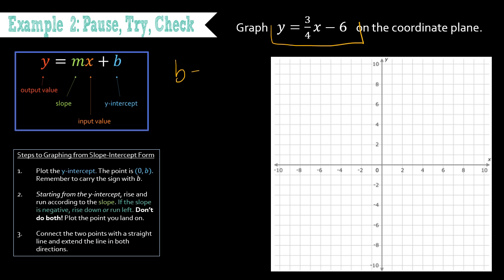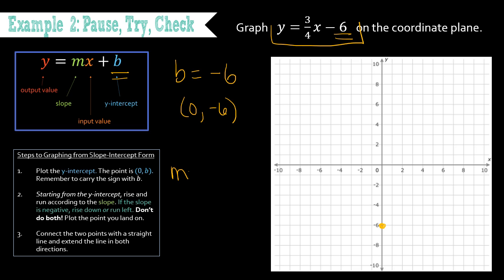I'm going to begin with my b. Remember, your b is that number at the end. It's that constant term. I'm going to pull that out. I have to keep the sign. Since it's a negative, I keep the negative. So my y-intercept is -6, or (0, -6) if I were to write it as a coordinate. So there's that point graphed.